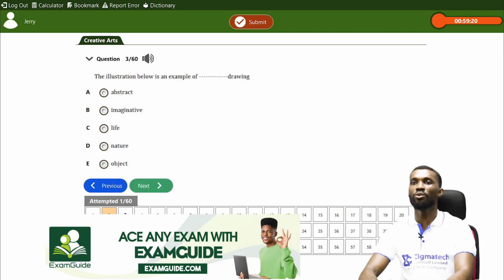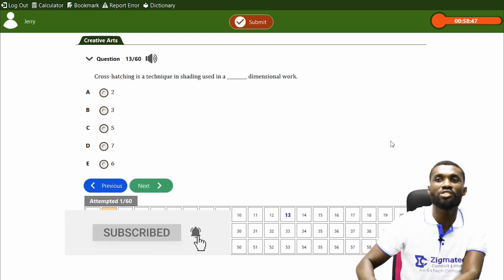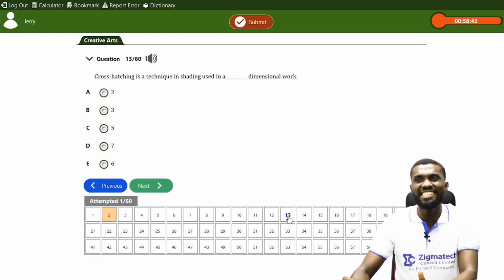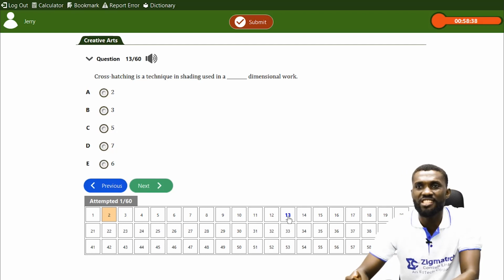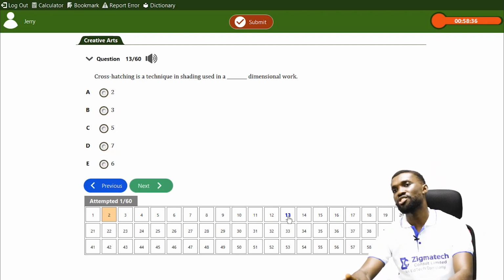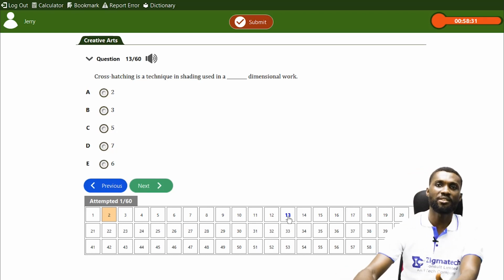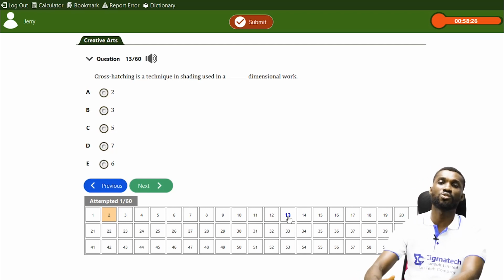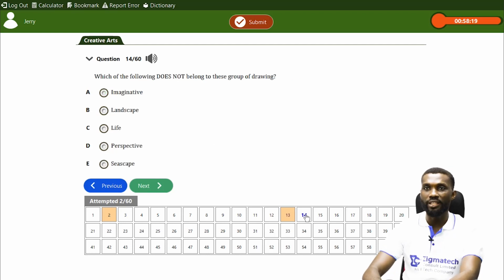The illustration below, okay, let's leave that. Okay, now let's look at a question. Let's try question number 13. Cross-hatching is a technique in shading used in dash dimensional work of art. A, 2-dimensional, B, 3-dimensional, C, 4-dimensional, and so on. You should know that we use cross-hatching for 2-dimensional work of art, which is in painting and in drawing.